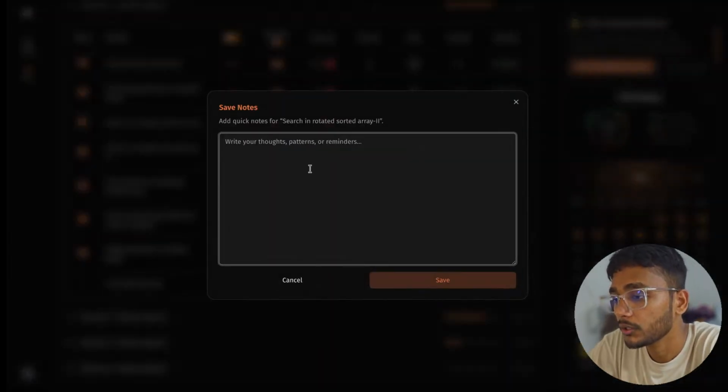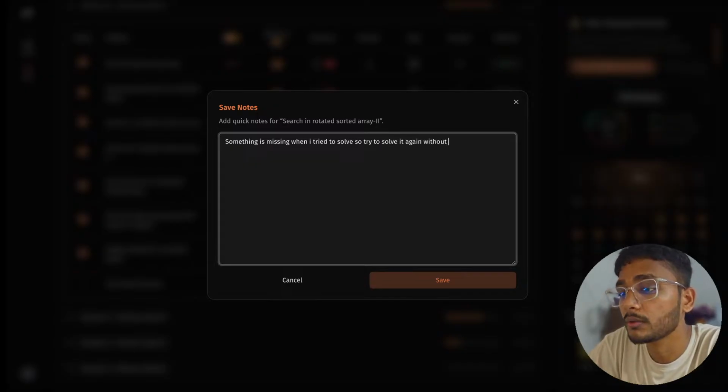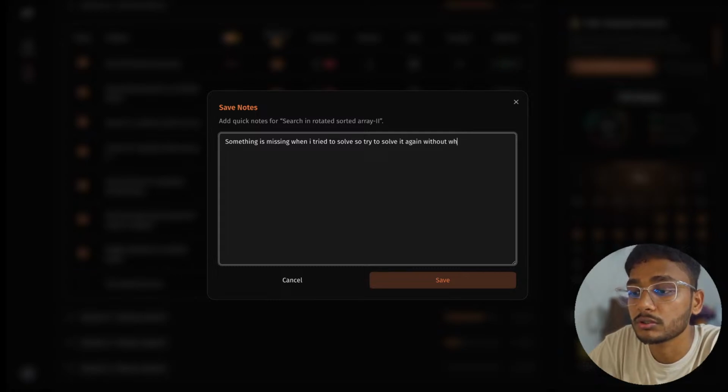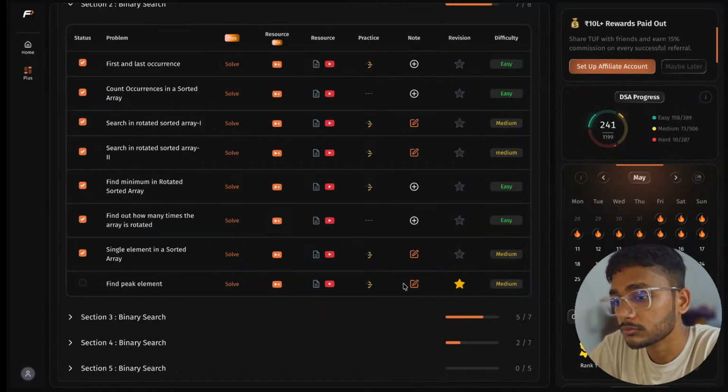Okay, something is missing when I tried to solve it. So try to solve it again without watching the solution or hint. So we are good to go to the next problem. Okay, let me do one thing first: I'll mark them incomplete. Next, find minimum in rotated sorted array.